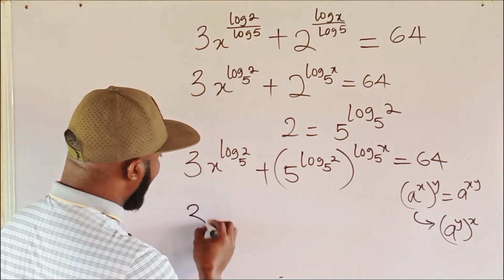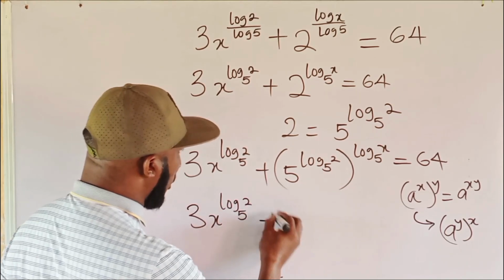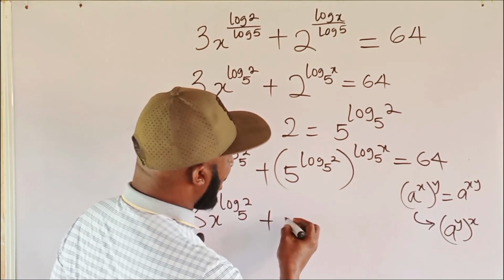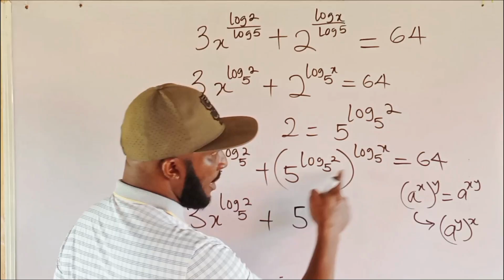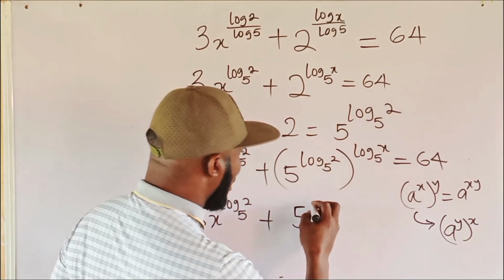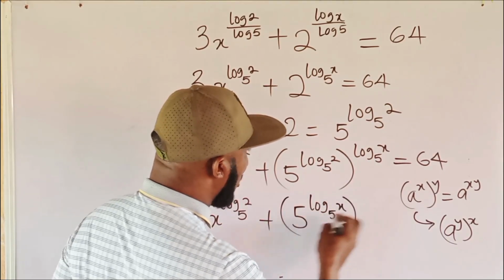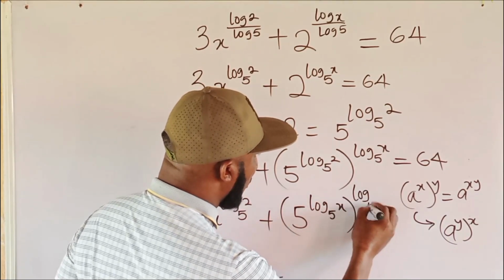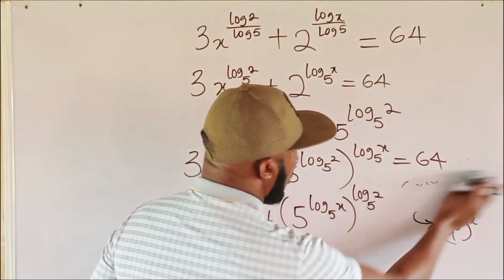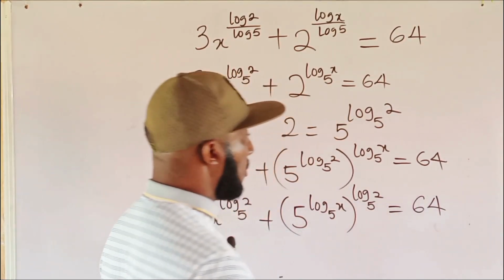We are now going to be having 3s raised to log to base 5 of the argument 2, plus here we are going to be having 5. I want to bring log to base 5 of the argument s inside the exponent. I'll now have log to base 5 of the argument s raised to the power of log to base 5 of the argument 2. We are going to be having everything equal to 64.